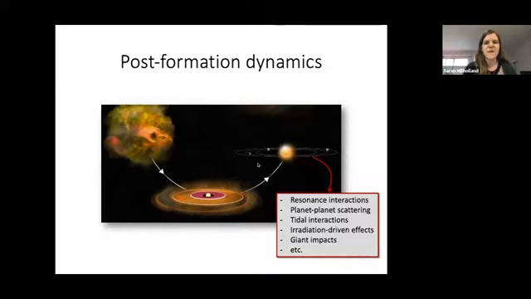Such post-formation dynamics include things like resonance interactions between planets, planet-planet scattering, which is a gravitational effect, tidal interactions due to tides that the stars raise on their planets, radiation-driven effects, so effects due to having such strong stellar radiation, giant impacts, etc. So a wide range of things happening after the system's formation. And in this talk, I'm going to be focusing on the role of tidal interactions in sculpting the architectures of short period planets.